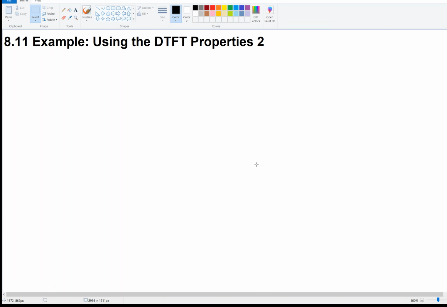Hi, welcome back. In this video, we are working on using the discrete-time Fourier transform properties. And this example that I'm going to give you here is one of my favorite examples in signal processing. This is a way of leveraging the periodicity property to take a low-pass filter and convert it into a high-pass filter.